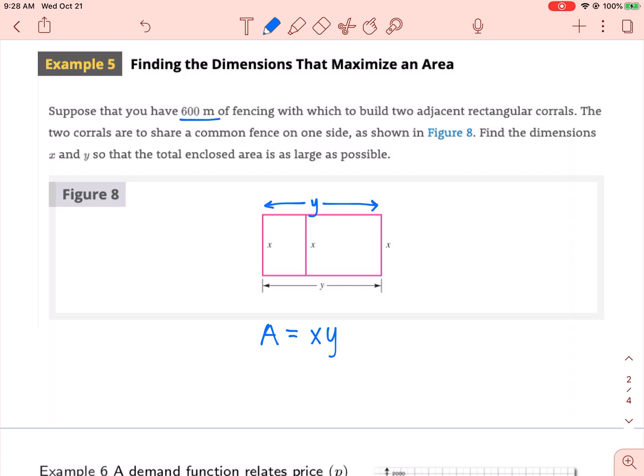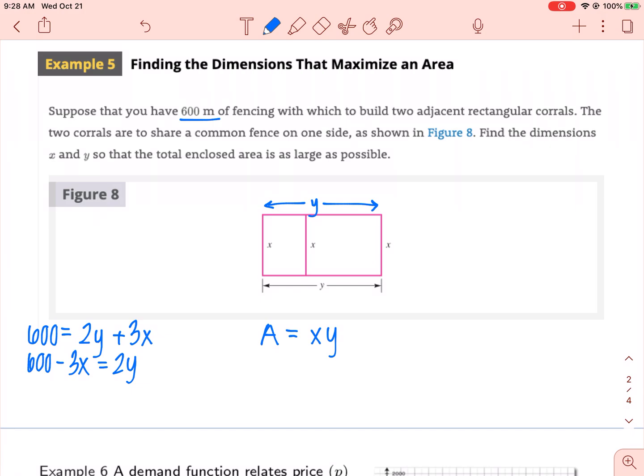I know we have 600 meters of fencing, so my perimeter in a way is 600. So 600 is going to equal, I have 2 y's, right, 2 sides, but I also have 3 x's because I need to make this part of the fence. So I actually have 3 x's, that we'll have to include in that 600 meters. Let's solve for a variable. Let's say let's solve for y. That's always nice.